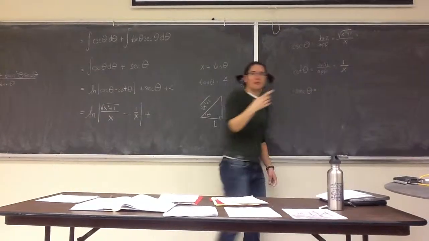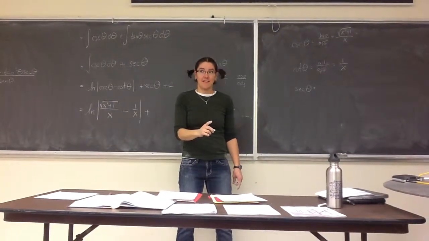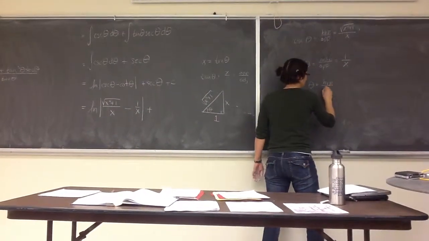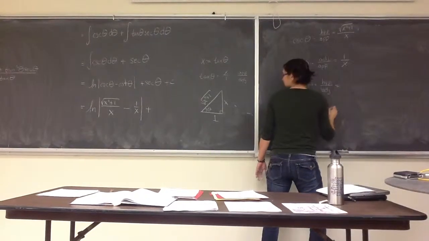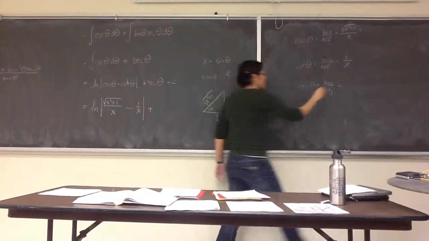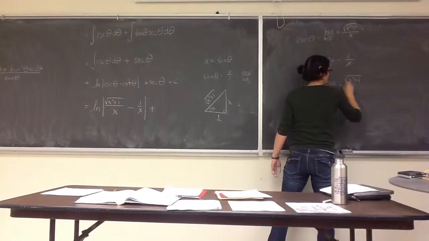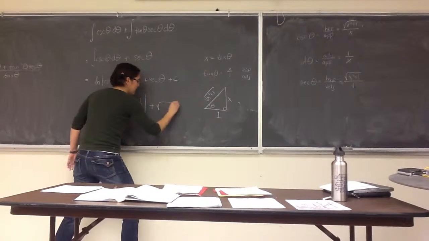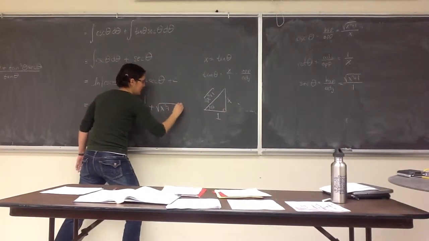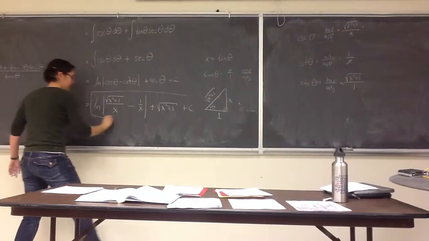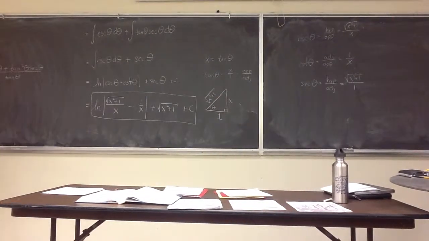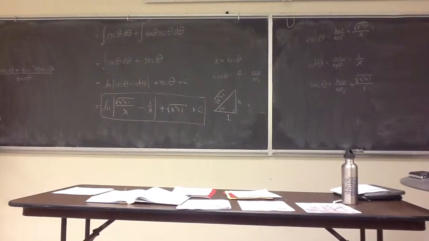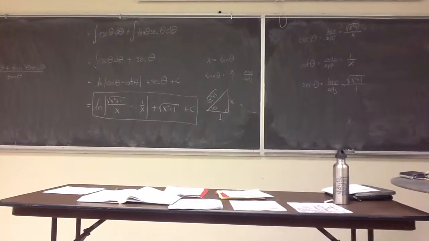Secant of theta is 1 over cosine, which means hypotenuse over adjacent. Our hypotenuse is the square root of x squared plus 1, and our adjacent side is 1. So we have plus the square root of x squared plus 1, and then plus c on the end. You should not expect more than one trig substitution on this exam, but you should expect one.